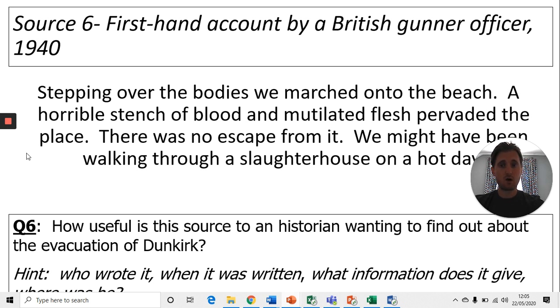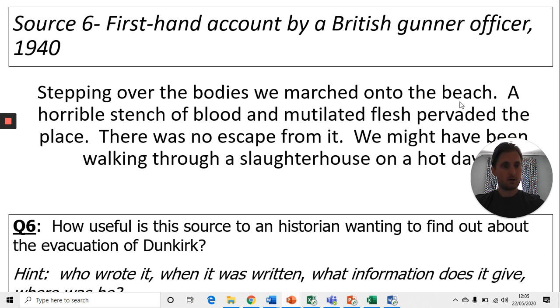So what you will find with this source is really useful because it's from a soldier who was actually at Dunkirk in 1940. It's what's known as a contemporary source. So it's really useful because it gives us an idea of what this soldier felt during and being on the beaches of Dunkirk. Now, if we look at the actual source in detail, stepping over the bodies, we marched onto the beach.